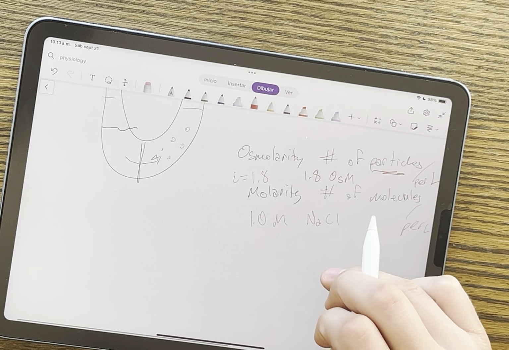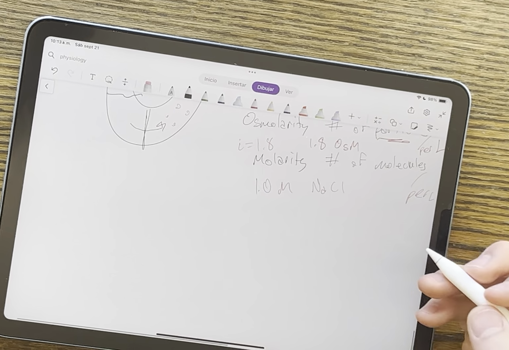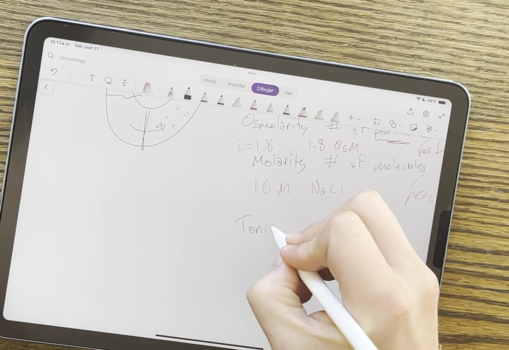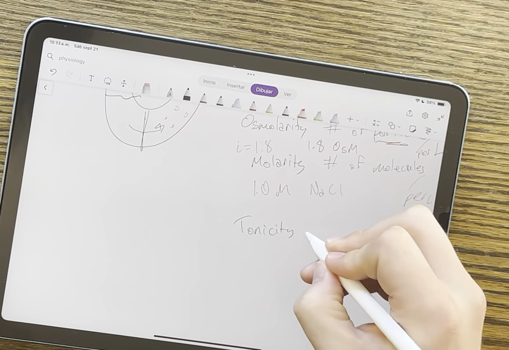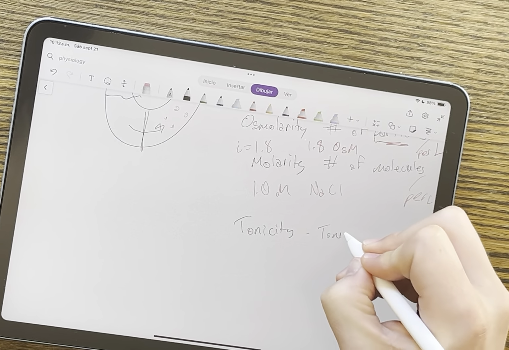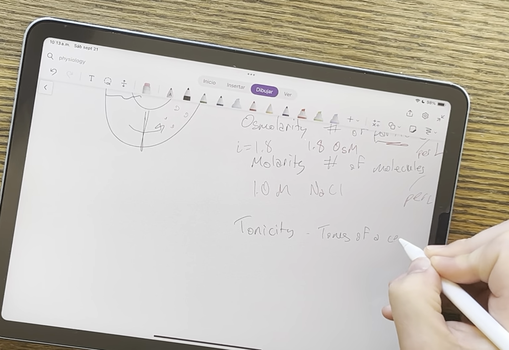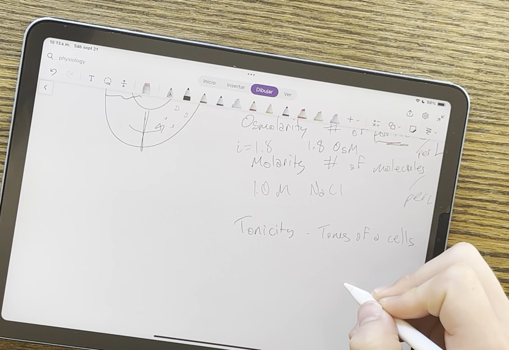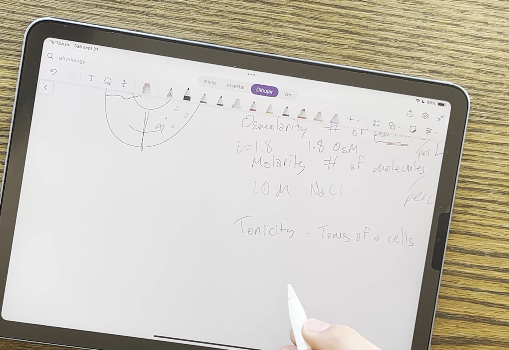But one more word we want to talk about is tonicity. Tonicity is the toneness of a cell and what happens in the presence of two solutions. And so tonicity can also apply to other things besides cells, right? It can apply to any system, but it refers to the interaction and what happens, where the water goes, and how it changes the shape of the system or the cell, whichever you're looking at.